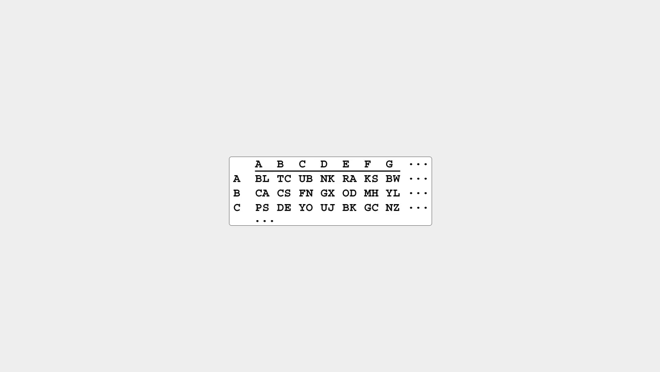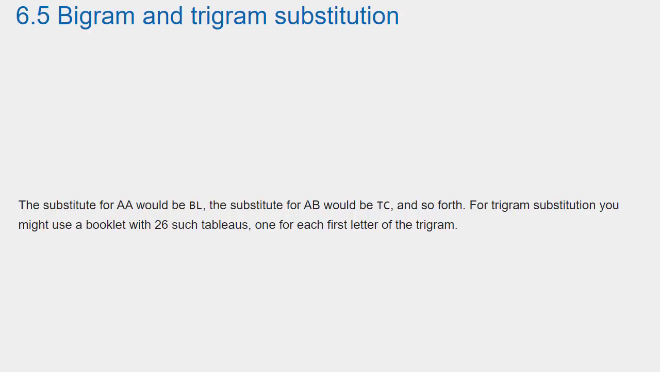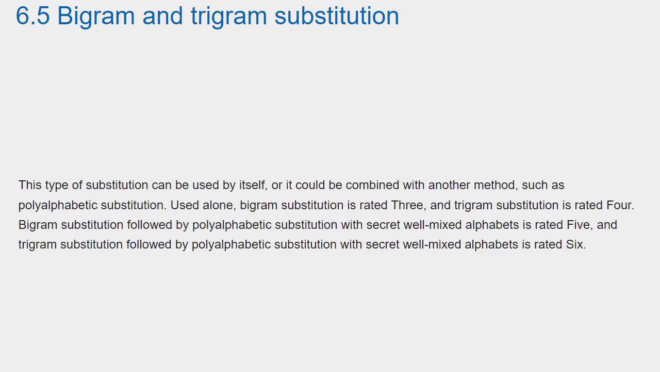For bigrams, you would use a 26 × 26 tableau, where each entry would be a bigram. Here is the start of such a tableau. The substitute for AA would be BL, the substitute for AB would be TC, and so forth. For trigram substitution, you might use a booklet with 26 such tableaus, one for each first letter of the trigram.